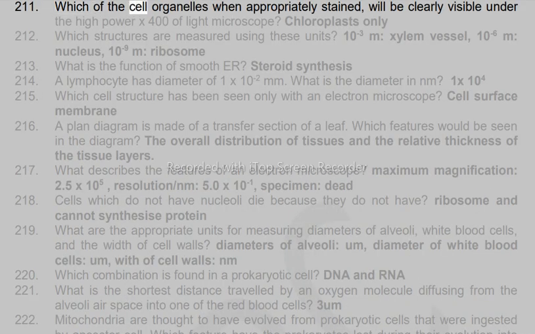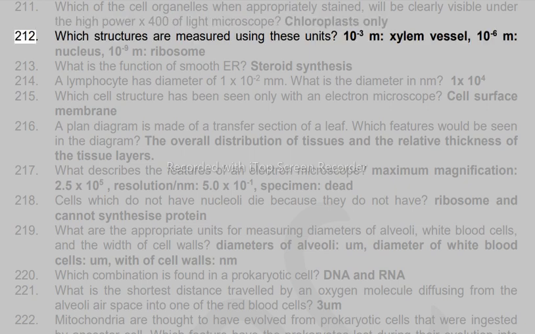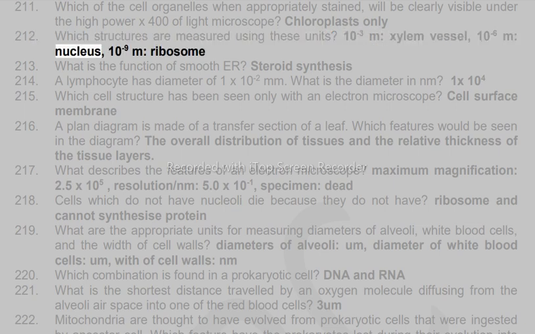211. Which of the cell organelles, when appropriately stained, will be clearly visible under the high-power x400 of a light microscope? Chloroplasts only. 212. Which structures are measured using these units? 10^-3 m, xylem vessel; 10^-6 m, nucleus; 10^-9 m, ribosome. 213. What is the function of smooth ER?